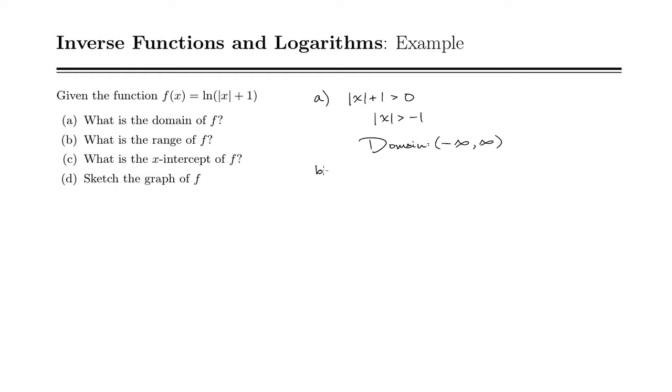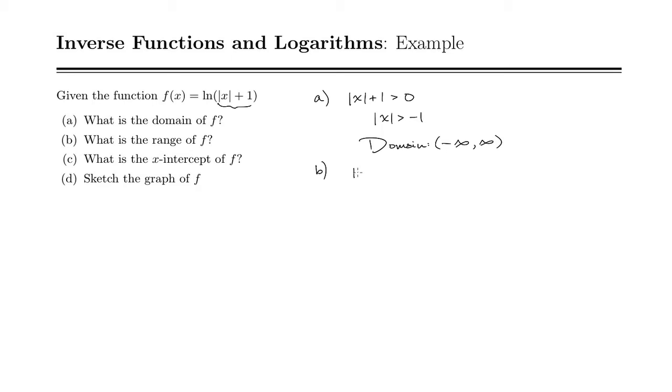Now for part B, we need to look at the possible outputs. What is the range of f? And we have to think about the natural log. First of all, the natural log gives outputs of anything. It could go down to -infinity and up to positive infinity. However, that's only if anything can be plugged into the natural log. And what's being plugged into the natural log here is the absolute value of x plus 1.